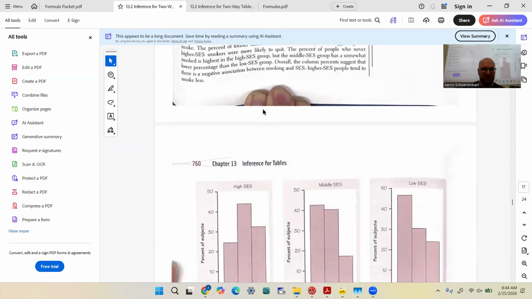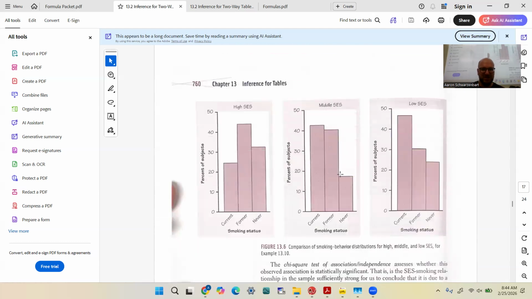But if I'm trying to interpret, so here's kind of my graphs of the three. High socioeconomic. Like, there might be a difference. This might be just random variation because the sample size is not that huge.